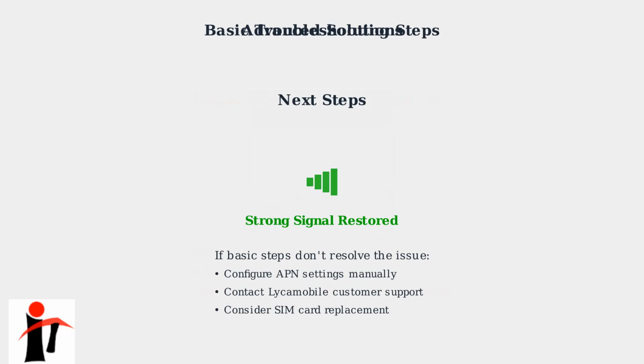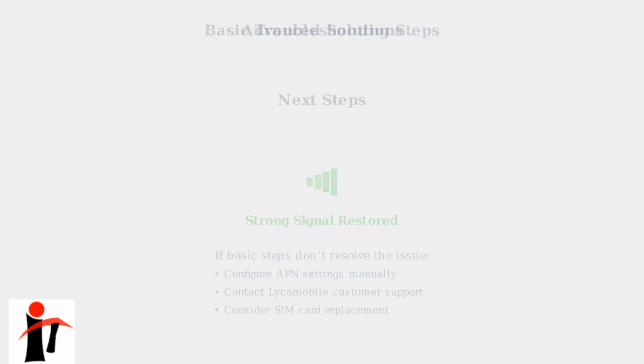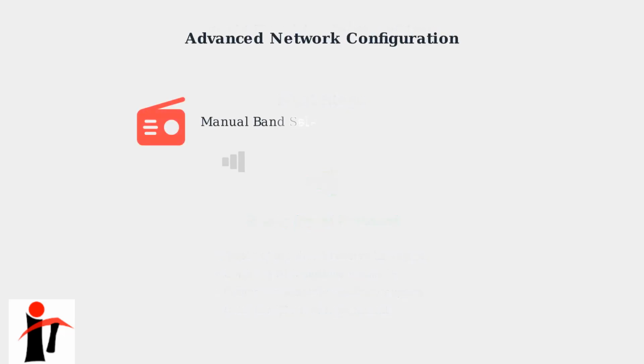If problems persist after trying these solutions, you may need to manually configure APN settings, contact Lycamobile customer support, or request a SIM card replacement. Advanced network configuration and understanding network dynamics can help with more complex issues. When basic troubleshooting fails, advanced network configuration can resolve persistent connectivity issues.